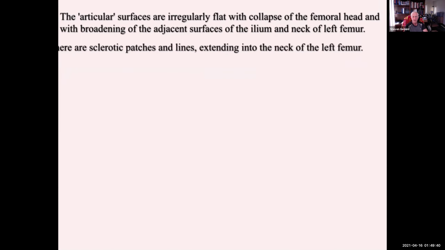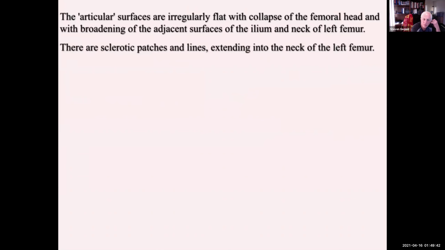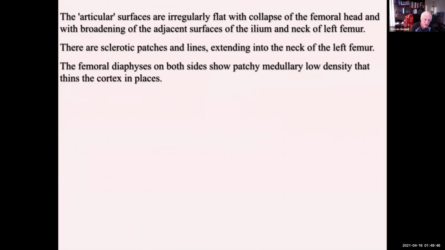Again, just compare the x-rays, what you're doing. There's sclerotic patches that we saw, okay, from possible cyst. Diaphysis. The diaphysis is the junction of the long bones. Shows how the patch has medullary low density, and it thins the cortex. We have a cortex and medulla.